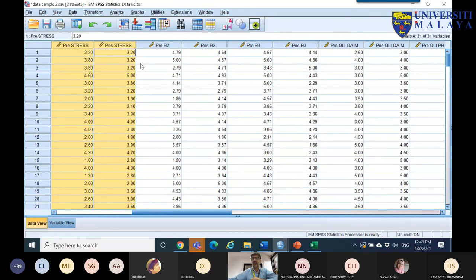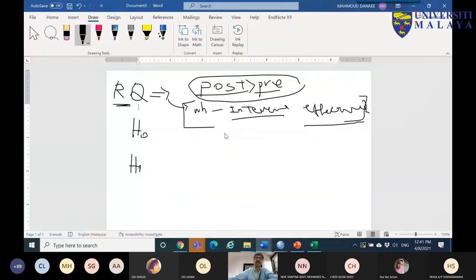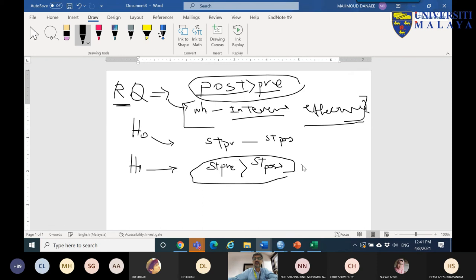This is my question. When I want to convert it to the research objective, what shall I do? I have to say that, according to the null hypothesis, there is no difference between stress at pre and stress at post. But my alternative hypothesis is that the stress at pre is more than stress at post. Correct? So is this directional or non-directional? Directional. Okay, this is directional.